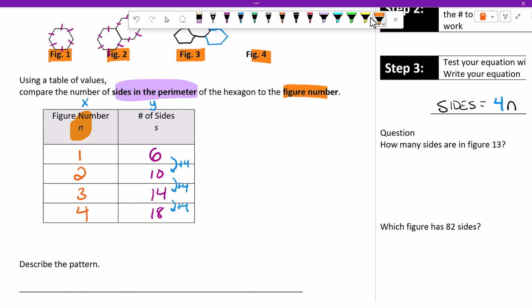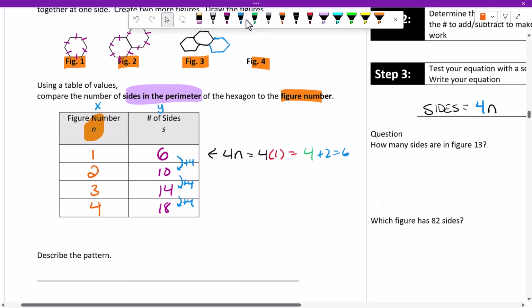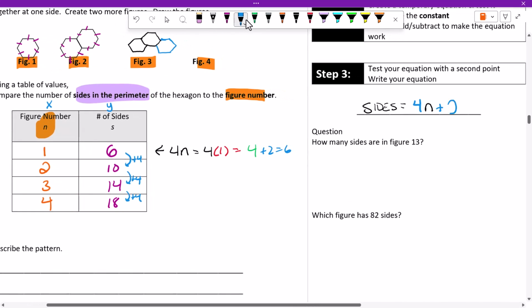To do that, we test out how well our equation is working. So we go, okay, we've created this, 4n. So you pick a spot on the table. Doesn't matter what spot. I like the top spot because the numbers are usually smaller and easier to work with. If our equation works, when we stick in the number 1, we should get 6 out. So it doesn't work this time. We go 4, we stick in the number 1, and we get 4. You should add the plus 2. So to make it work, we need to add plus 2. So over here, we can go plus 2.